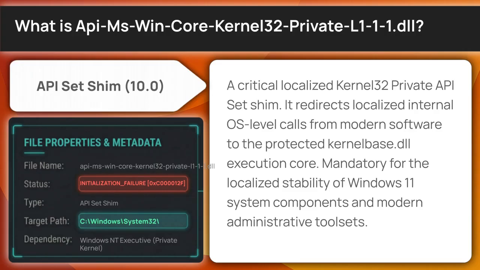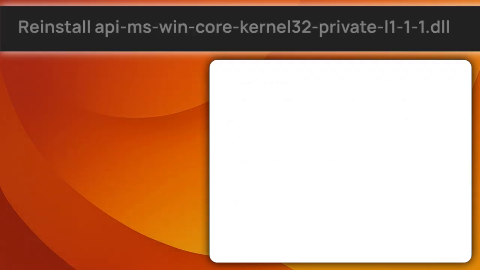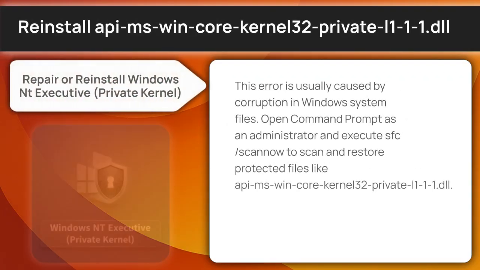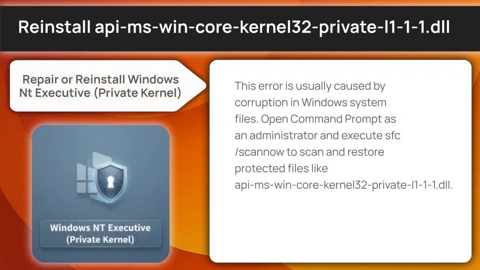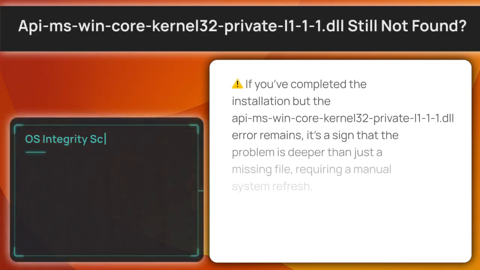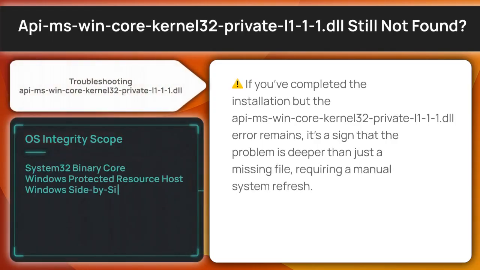Now that you have the context, let's move into the repair process with a fresh installation. This error is usually caused by corruption in Windows system files. Open Command Prompt as an administrator and execute sfc /scannow to scan and restore protected files like WinCore Kernel32 Private DLL.